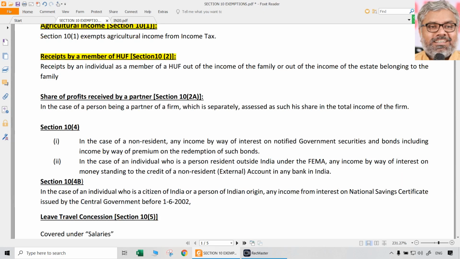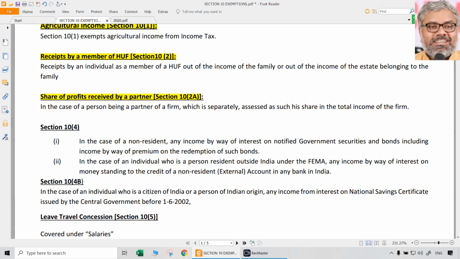Same logic applies to share of profits received by a partner from the partnership firm also. Because the partnership firm is already a separate entity, it would have already paid tax, incurred tax liability on its own income, and after the tax is deducted from the profit and loss account of the partnership firm, remaining profits are shared among the partners. It will not be fair to once again tax them in the hands of the partners. That is why share of profits received by a partner also is exempt in the hands of the partner.